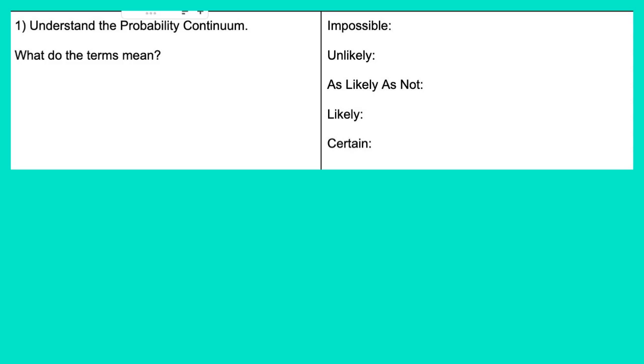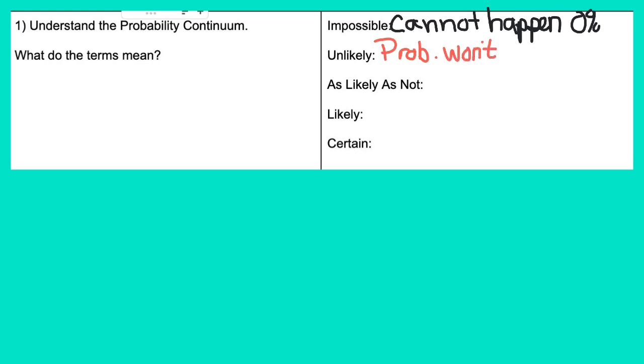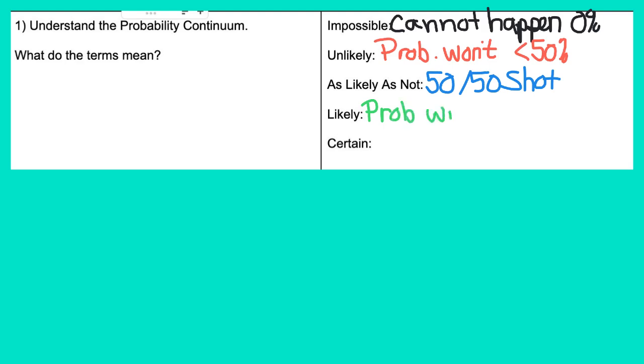Question number 1 says, understand the probability continuum. What do the terms mean? Well, if something is impossible, it cannot happen, which means that it has 0% chance of occurring. If something is unlikely, it probably won't. It has less than 50% chance of happening. If something is as likely as not, that means it's got a 50-50 shot. If something is likely, it probably will happen. That means it has a greater than 50% chance of occurring. And if something is certain, it will happen.